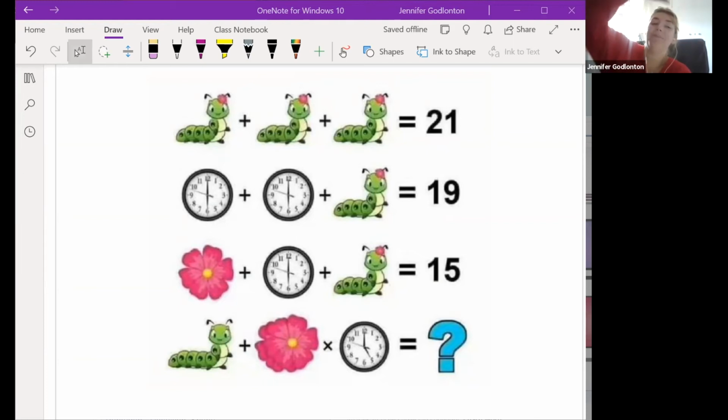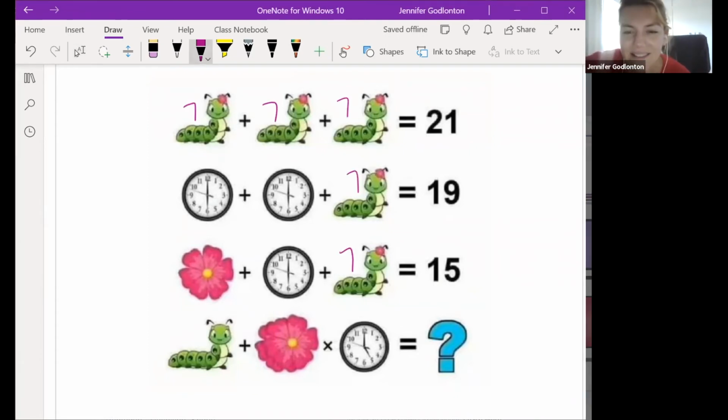Alicia, what can you tell me? Ma'am, the worm is 7. 7 plus 7 is 21 plus 7. Okay, yeah. And then the clock is 6. So 6 plus 6 plus 7 is 19. Okay. And then the flower is 2. 2 plus 6 plus 7 is 15.